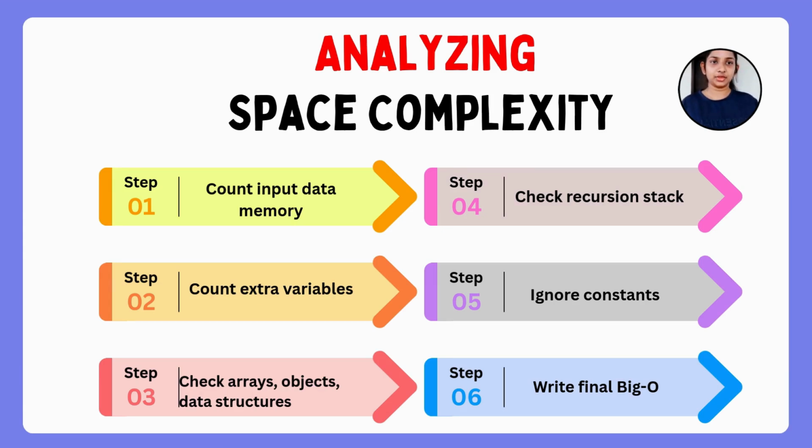Sixth step is write the big O notation. Finally, write the highest order term as the answer. That is your space complexity. Final rule to remember: input, extra memory, recursion, ignore constants, write big O notation. This method works in exams and interviews.